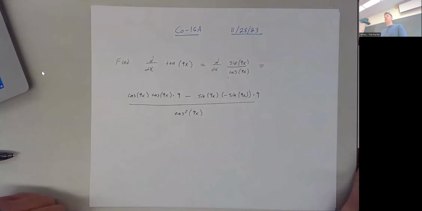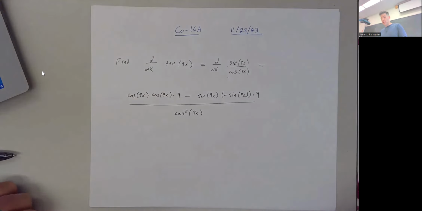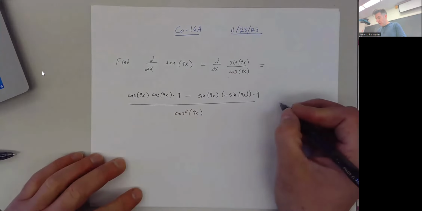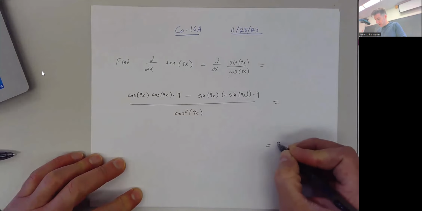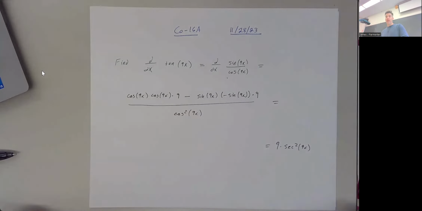Now, here's where you could probably get away with being a little bit slick. You could say, you know what the answer is going to be here. You know this is going to end up being 9 secant squared of 9x. If I was pressed for time, I would probably just say, okay, that's going to equal 9 times secant squared of 9x. But I would imagine he'd probably like to see one more step here.